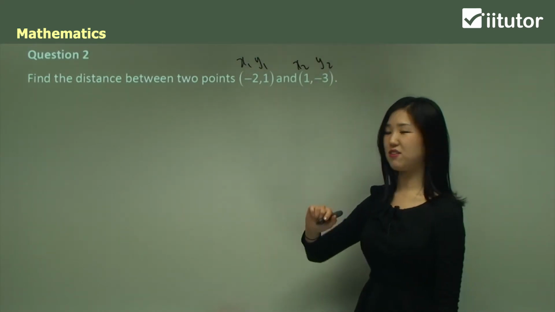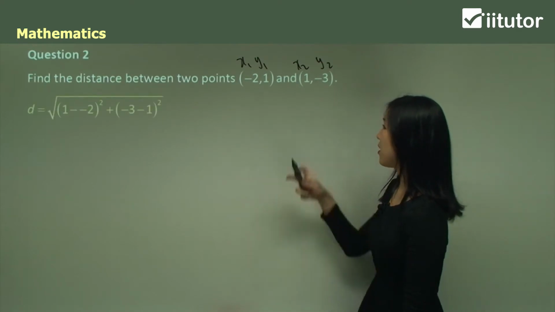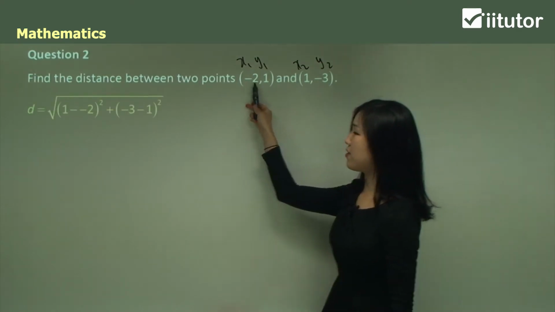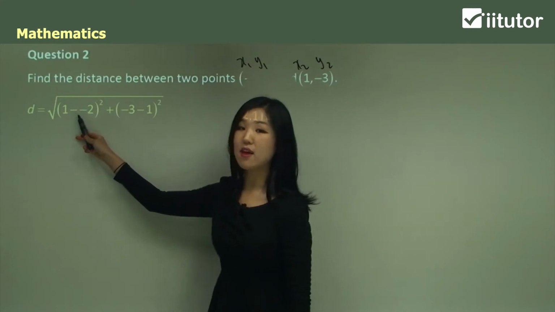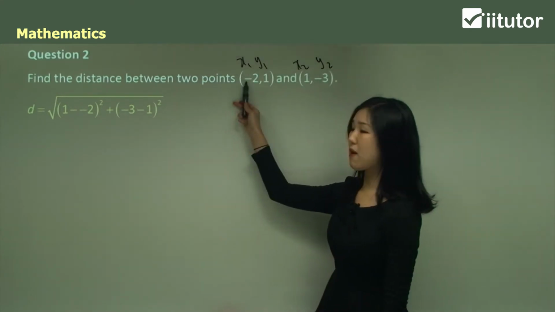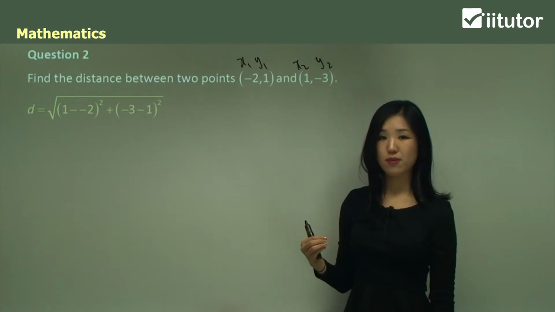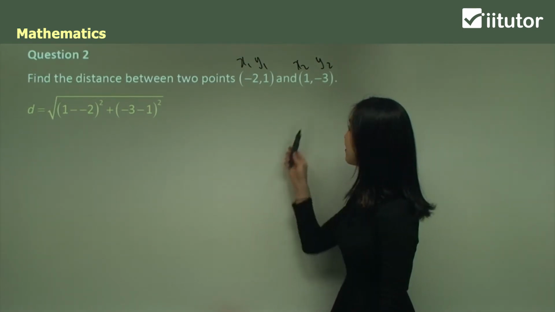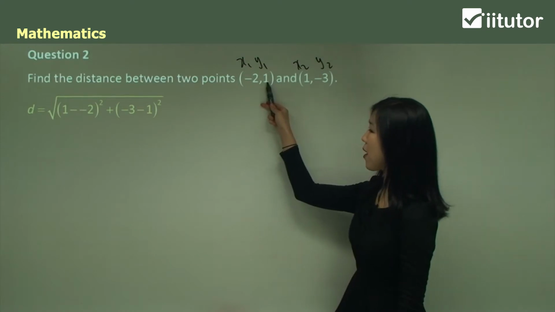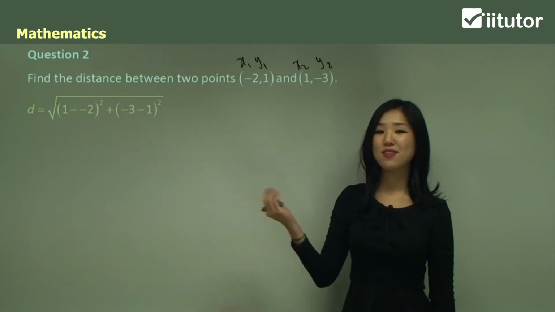Okay, just label if you need to, and then stick it into the formula. So x2 minus x1, so make sure it's 1 minus minus 2, because x2 is minus 2. 1 minus minus 2. So don't forget to be careful with the signs. Squared plus y2 minus y1. So negative 3 minus 1, the whole thing squared.